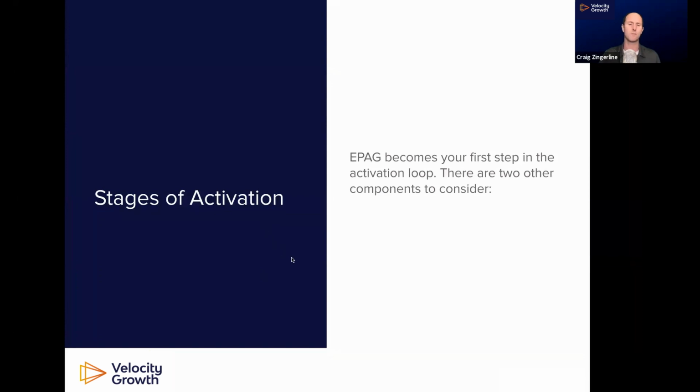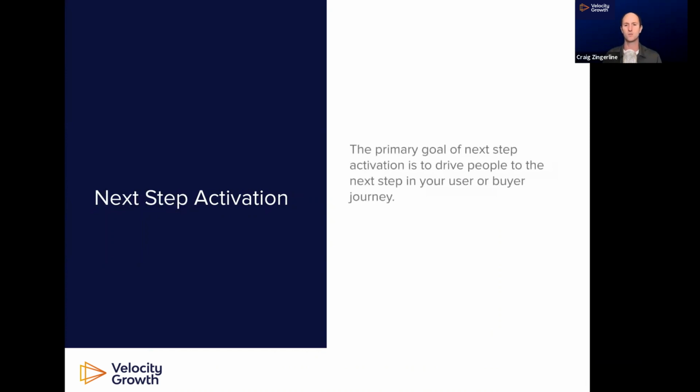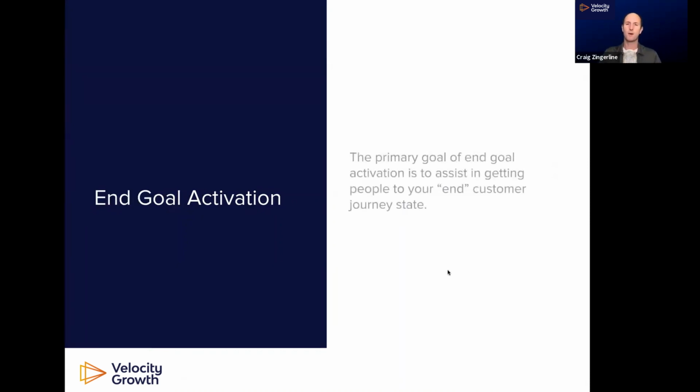Now, there's really two other components that you're going to want to think about here. The first is what I call next step activation, and the second is what I call end goal activation. We'll look at each of these in detail here. Next step activation is where the primary goal is to move people to the next step or the next stage of your user or buyer journey. It's likely that there's going to be multiple next steps in this activation sequence or loop that I'll show you in a minute. But ultimately, what you want to be driving people to is this end goal.